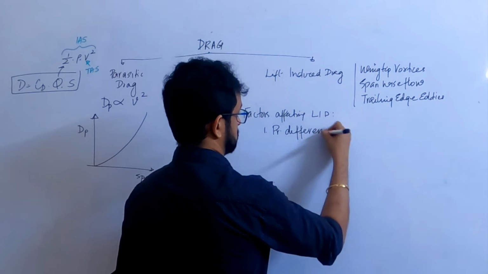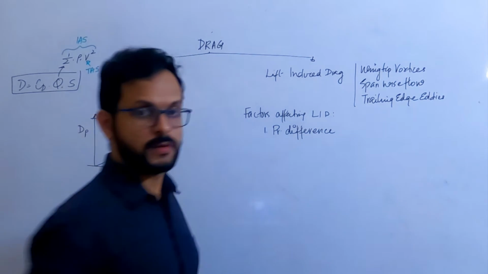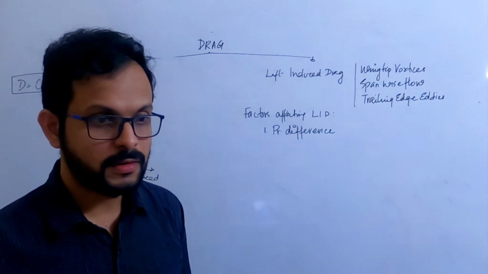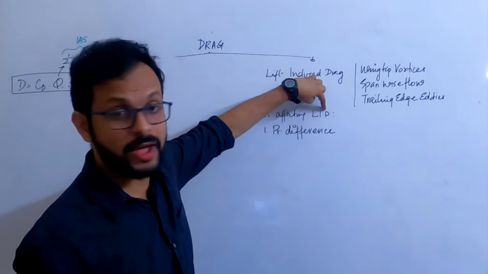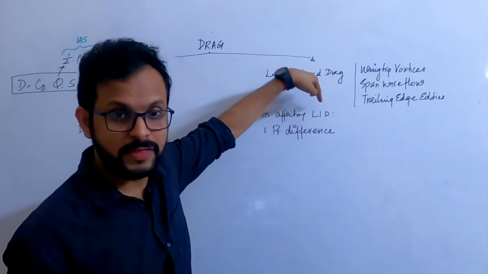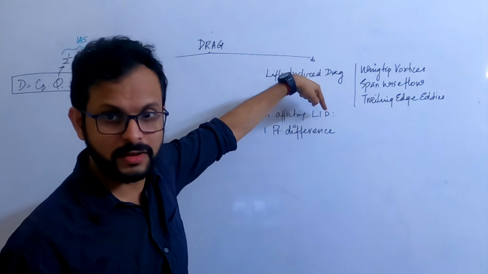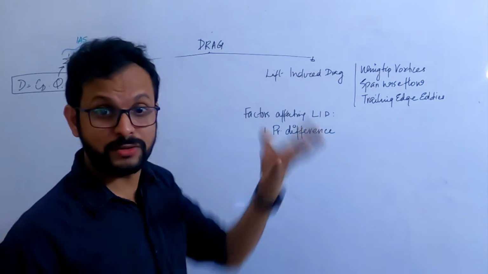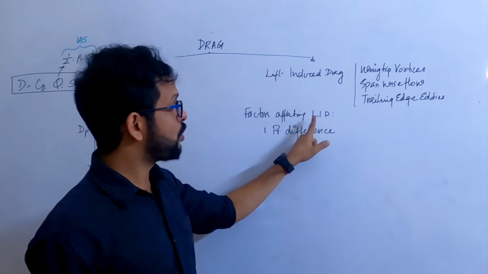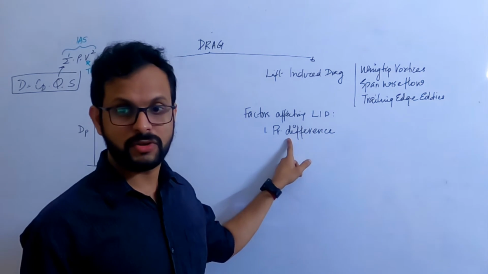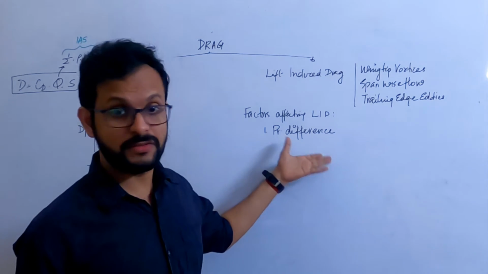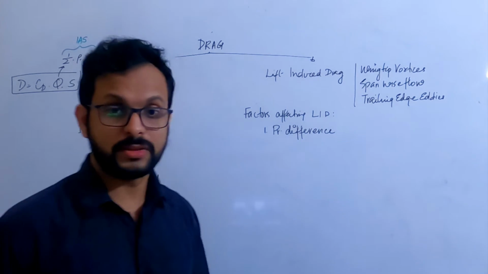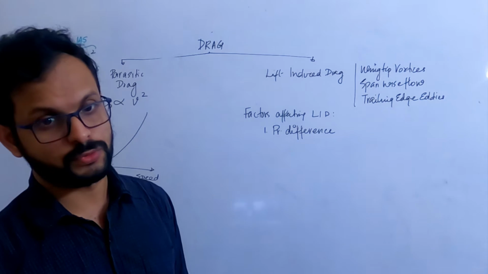Sir, angle of attack? No. Second? Angle of attack? The pressure difference. So what is causing the drag? What is causing drag here? The lift itself is causing the drag. That's why it is called lift induced drag, right? And what produces lift? The pressure difference between the bottom part of the wing and the top part of the wing. That's why we say lift, the pressure difference, is one of the factors affecting lift induced drag, right?